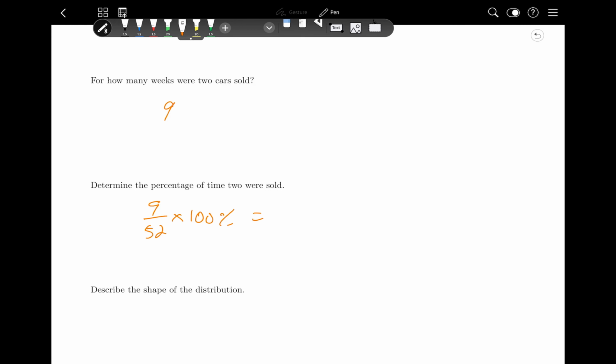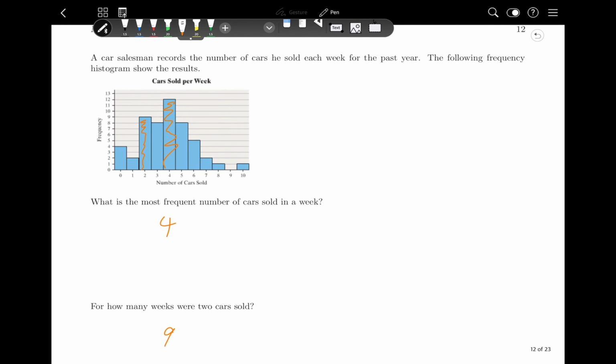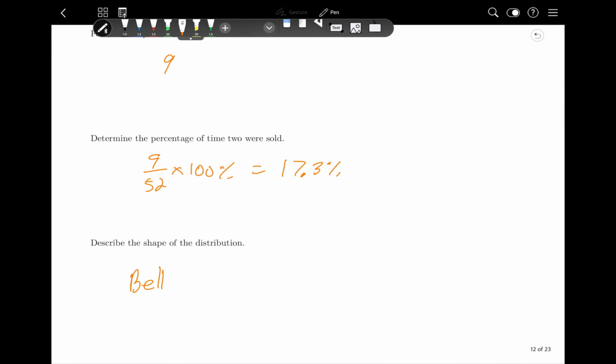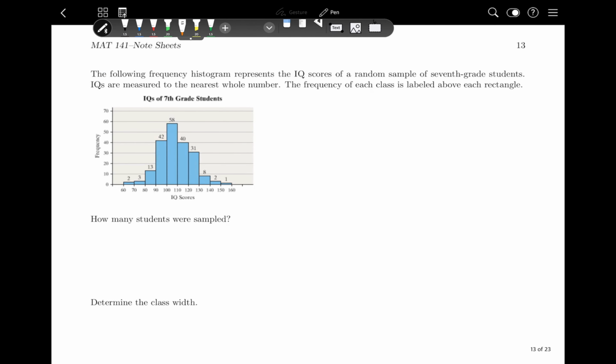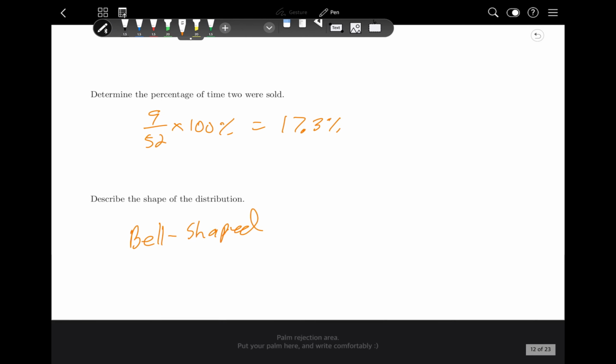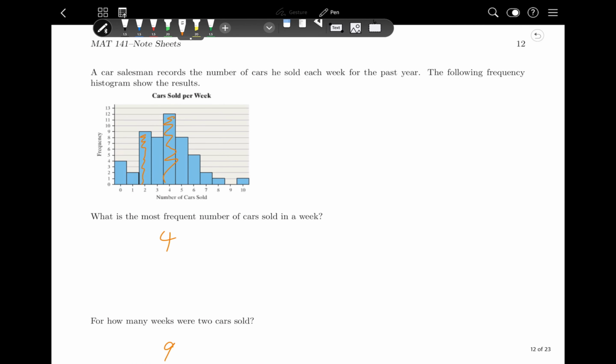So that's about 17.3%. And describe the shape of this distribution. Once again, this one's close. If you're going to call it skewed anything, it'd be skewed right, but I think they're going for more of a bell-shaped here. So I'm going to call this bell-shaped, but it's close to being skewed right. Or actually, no, I bet based on the next problem, either of these I would probably accept. They might be looking for skewed right here. Okay, so it's one of those, but this one's really close.